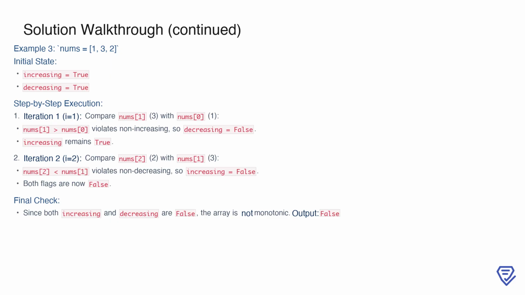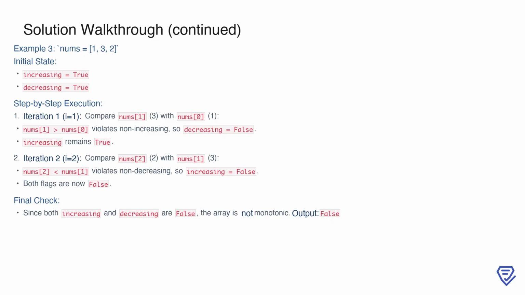Again, we initialize increasing equals true and decreasing equals true. In the first iteration, we compare nums[1], 3 with nums[0], 1. Since 3 is greater than 1, the array violates the non-increasing condition, so we set decreasing equals false. The increasing flag remains valid at this point.